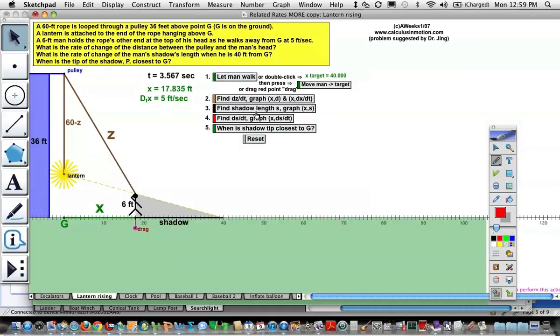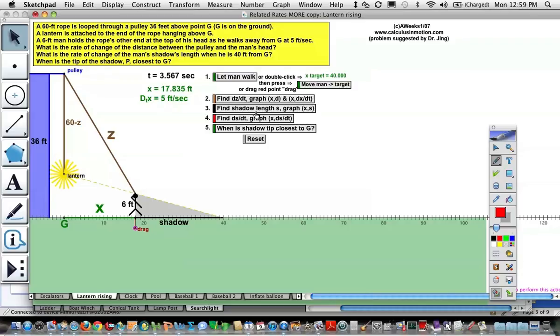But again, related rates. We have several quantities in this problem that are changing. This distance is changing. This distance is changing. This length right here is changing. The length of his shadow is changing with respect to t, with respect to time. And they're changing all probably at different rates, and at different times they have different rates.